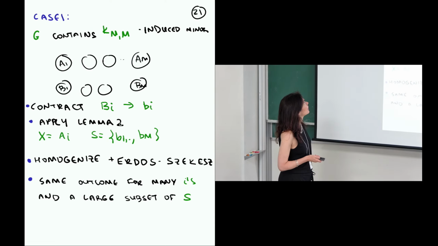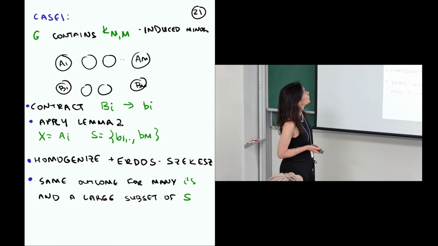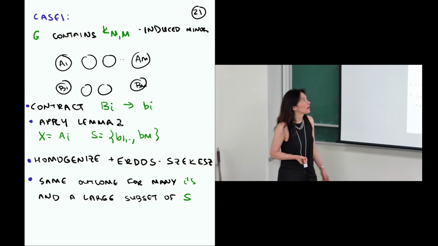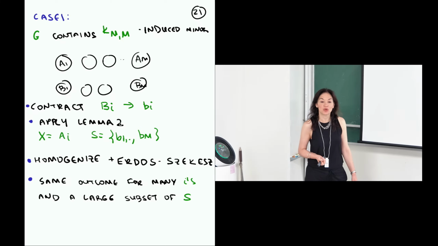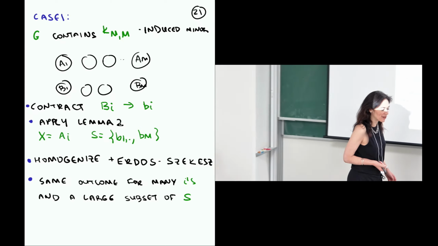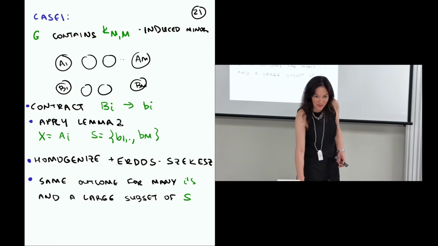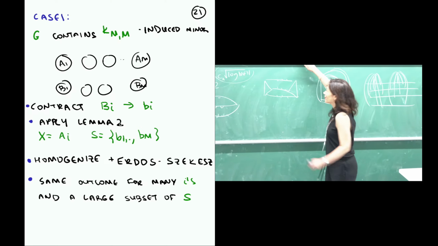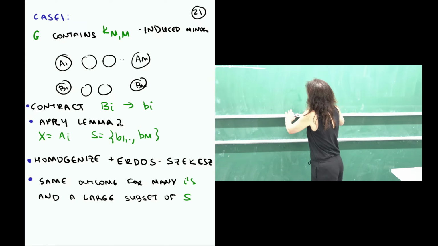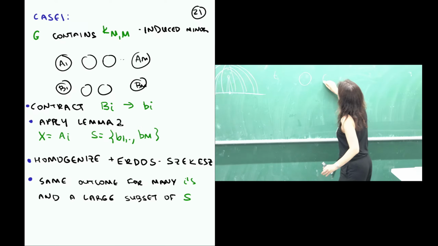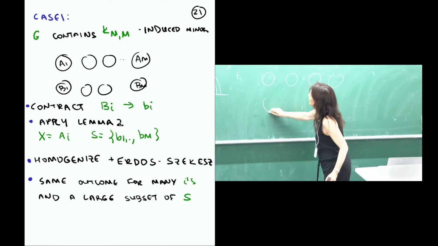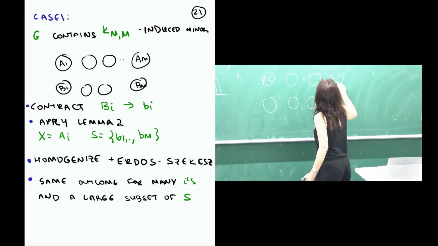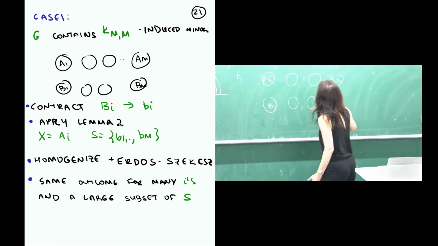So now there are two cases. The one case is when your graph contains a big complete graph as an induced minor. Now, if you don't know what an induced minor is, I'm not going to tell you what an induced minor is, but I'm going to tell you what a complete bipartite induced minor is. And what it is, it's M connected subsets here, and M connected subsets here. These are called A1 through AM. These are called B1 through BM.